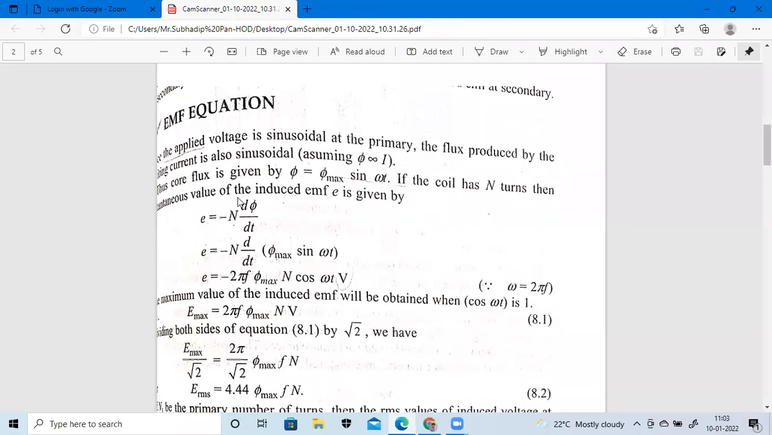One student already mentioned that the magnitude value is the rate of change of flux into number of turns. Sir, it is from Lenz's law. Exactly. It is opposite to the applied flux. Due to Lenz's law, what is the statement of Lenz's law?